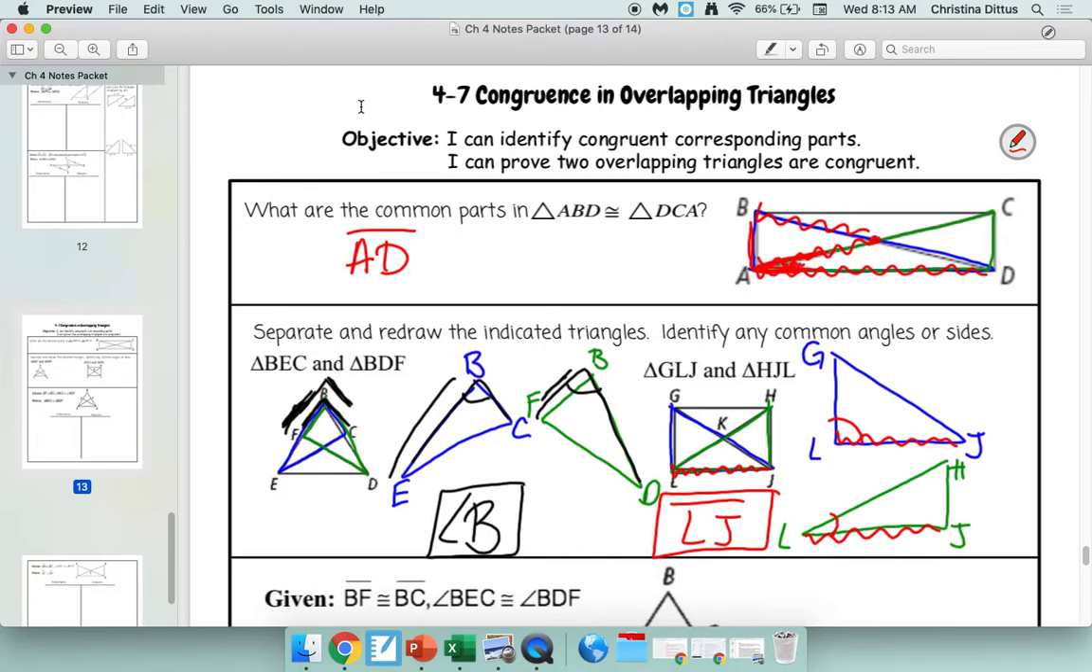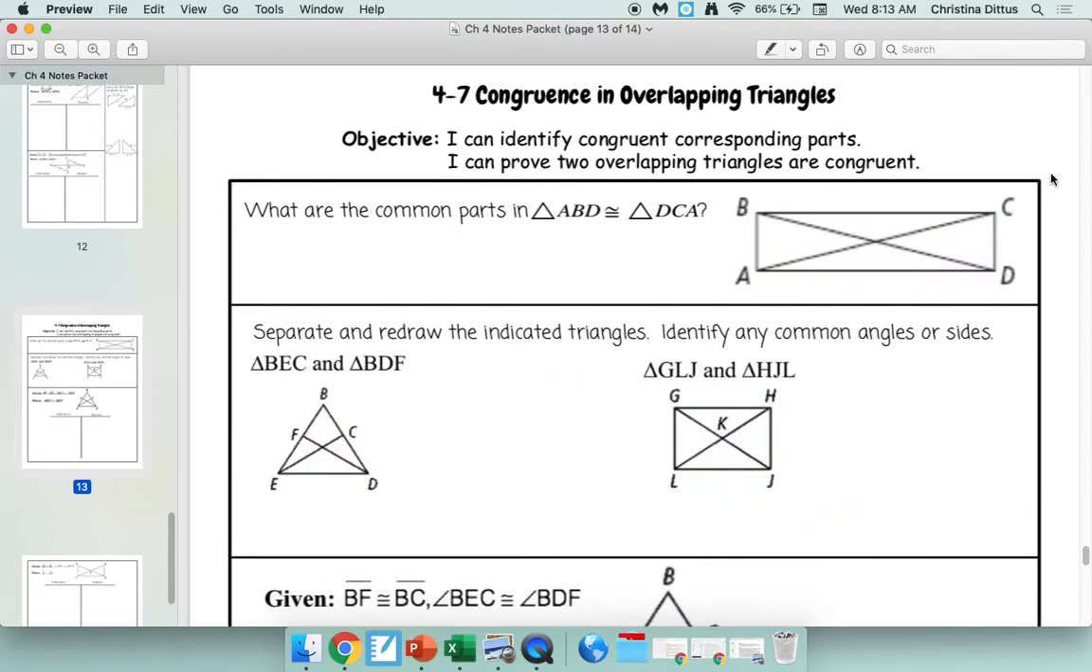Okay. Alright. I think the most confusing part about this section is trying to figure out what they share, and then the proofs are okay. Alright, let's do this one.